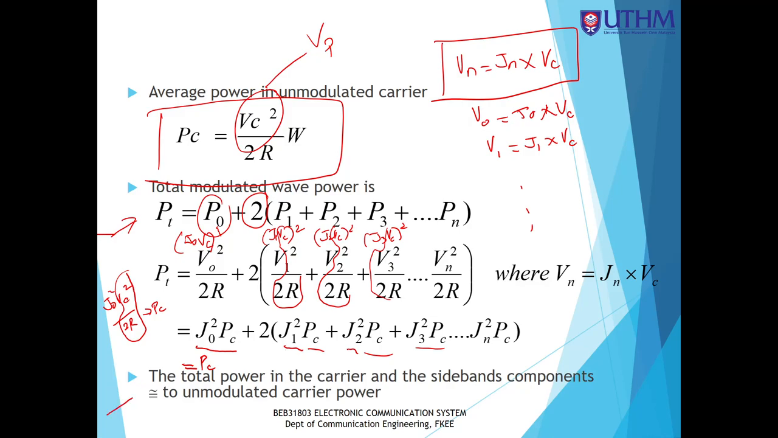Okay, so that's why it is said over here that the total power in the carrier and the sideband components is approximately equal to the unmodulated carrier power. When you use the table in your notes, you will get approximately equal to Pc, slightly less, around 0.something. Less than 1, much less than 1, 0.0something. Very small difference. If you get a difference of 1, 2, 3, that one is too big, and your answer is actually wrong. So when you do the calculation, it is approximately equal or equal to the carrier power.